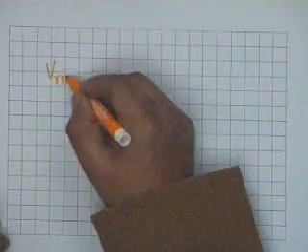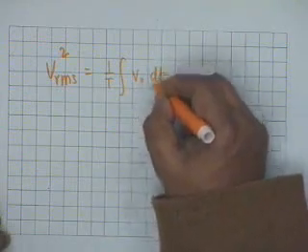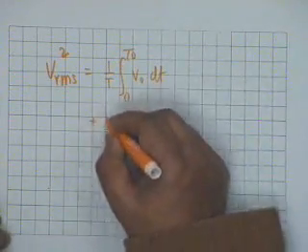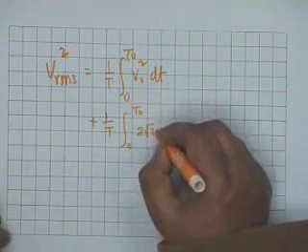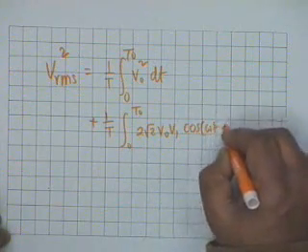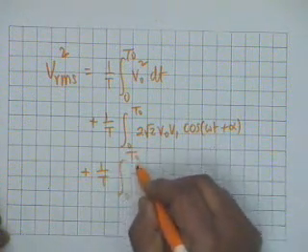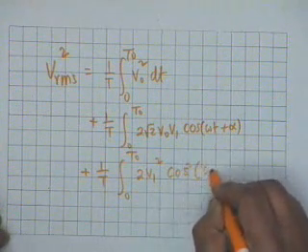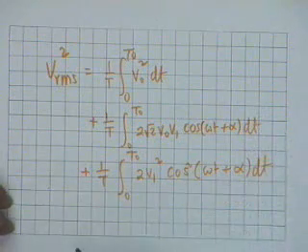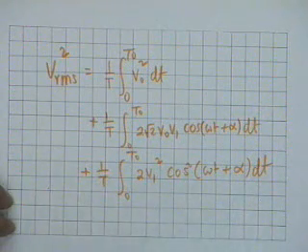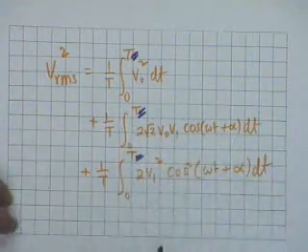So Vrms squared shall be equal to 1 by T integral 0 to T of V0 squared dt, plus the second term, 1 by T integral 0 to T of twice root 2 V0 V1 cosine of omega t plus alpha, plus the third term, 1 by T integral 0 to T of twice V1 squared cosine squared omega t plus alpha. This would be my Vrms squared. There shall of course be a dt. Oh, this is capital T, thank you.